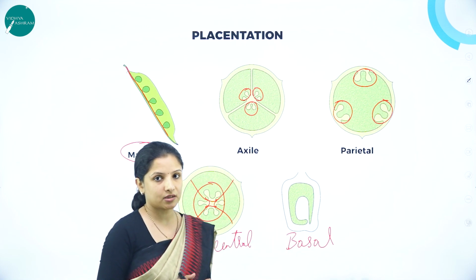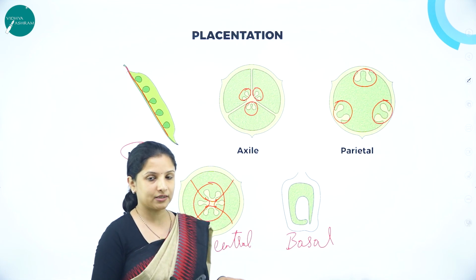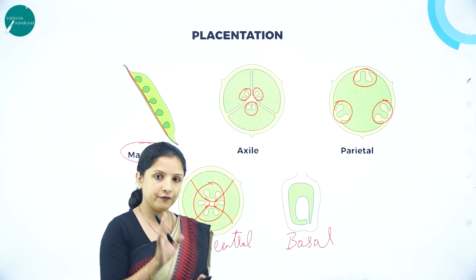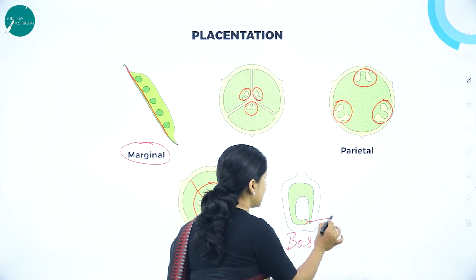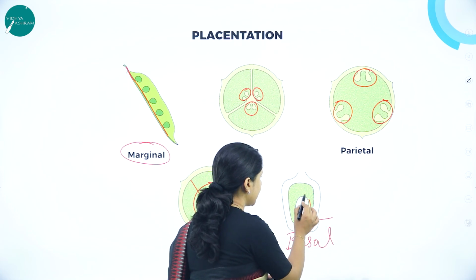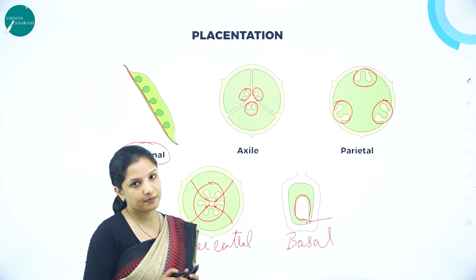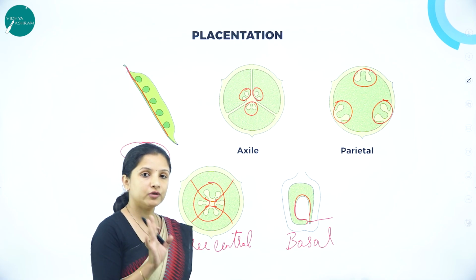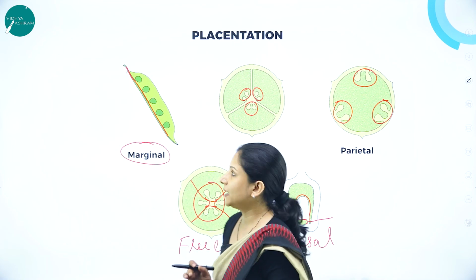Next, basal placentation. Basal placentation is seen only in monocotyledons, wherein they have only one ovule which arises from the base. So this is the placenta which arises from the base, and there is the ovule here. This is nothing but basal placentation. Monocots only exhibit basal placentation. So this was about placentation.